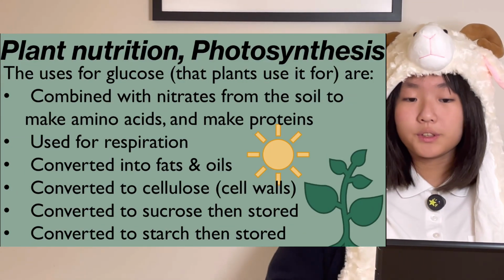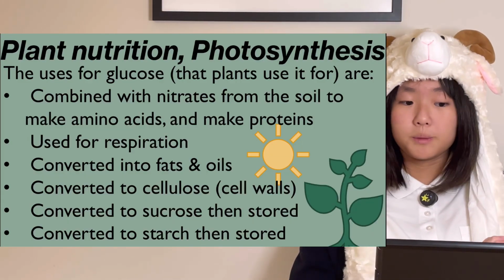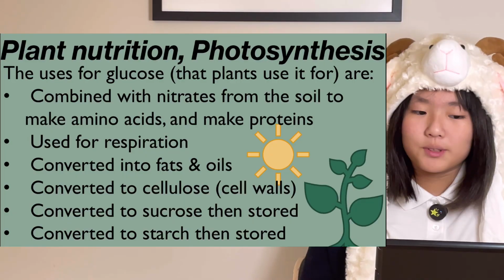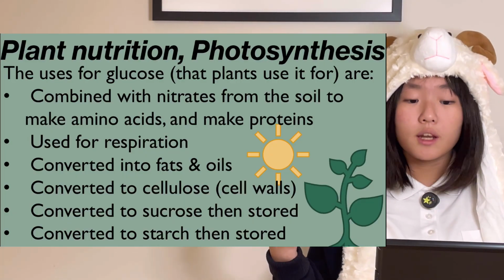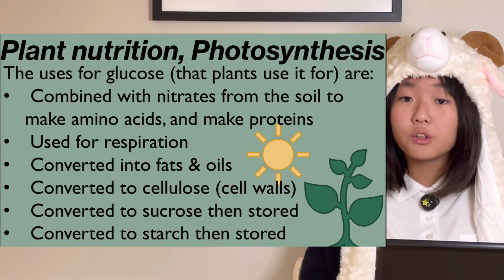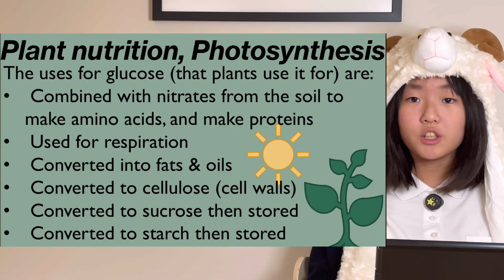The uses for glucose that plants use it for are combining it with nitrates from the soil to make amino acids and make proteins, used for respiration, converted into fats and oils, converted into cellulose for cell walls, converted to sucrose, then stored, converted to starch, then stored.